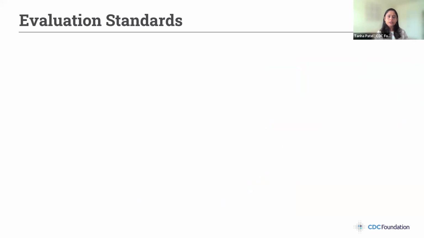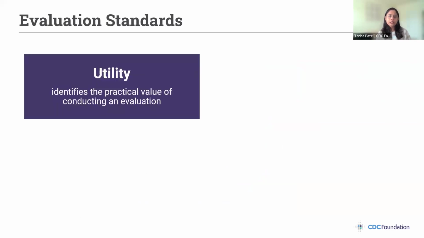The first standard is utility. This standard identifies what is practical and useful about conducting an evaluation. Collecting data for the sake of collecting data is not ethical, and it's important to consider who will use the information, the findings from the evaluation, and how the results will be used in practice.